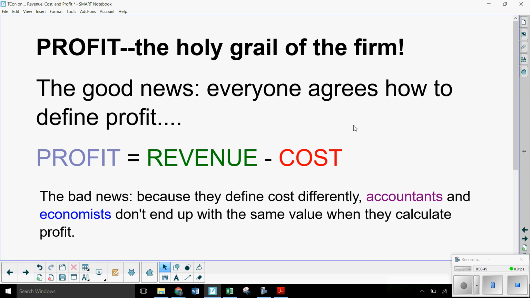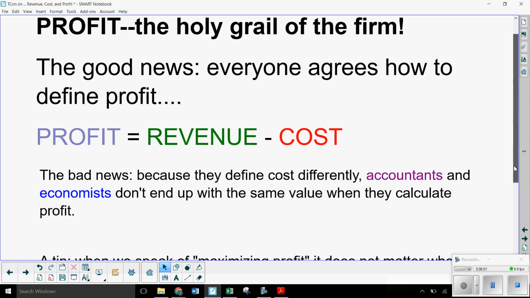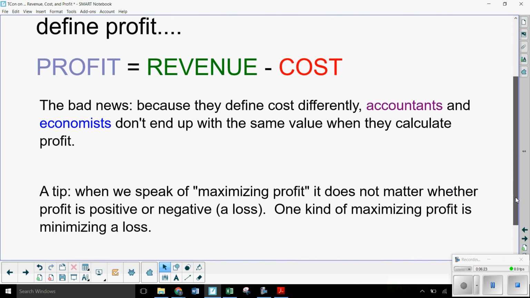All right, so let's now think about profit. And the good news here is that everybody agrees on the fundamental definition of profit, which is that it's revenue minus cost. We use these colors to help us visualize as we move through the next couple slides. And here's the unfortunate part. We define cost differently, so we're going to start with the same number, and an economist is going to subtract what they think of as cost and get economic profit. An accountant is going to subtract what they think of as cost and get accounting profit. So accountants and economists don't end up at the same value because they view cost differently.